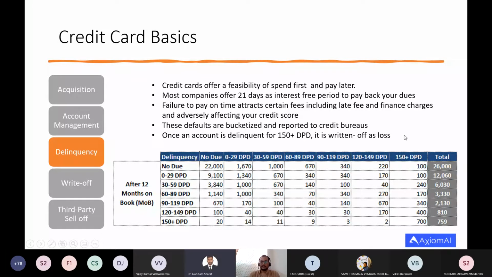Navin, right? Vamshi, there are a couple of questions. Sure, go ahead. There is a question from Ananya: how does the issuing bank recover the charges?